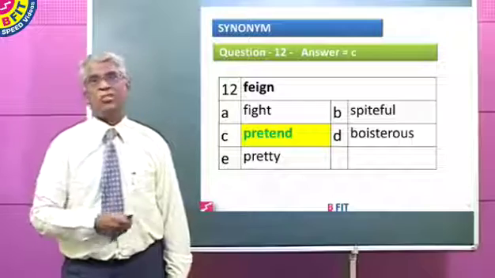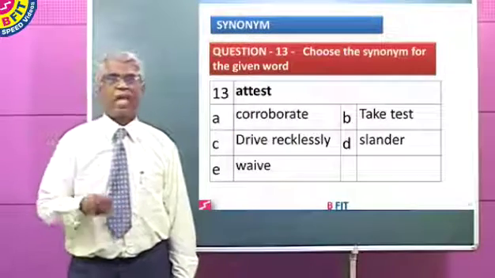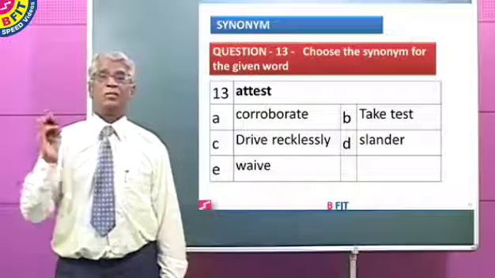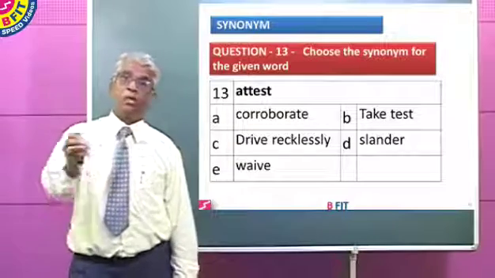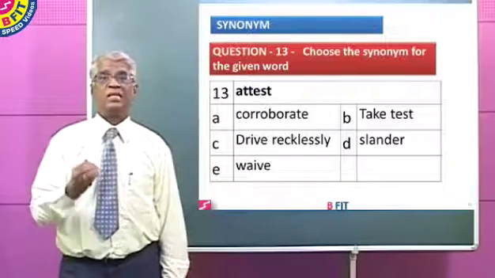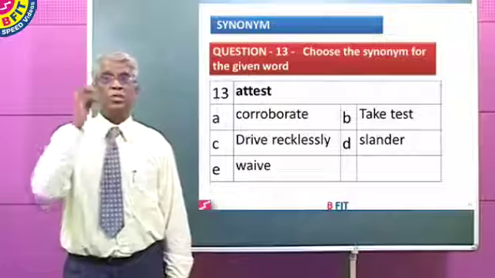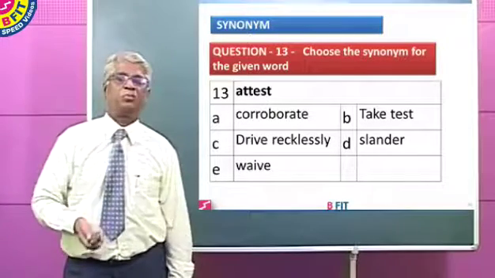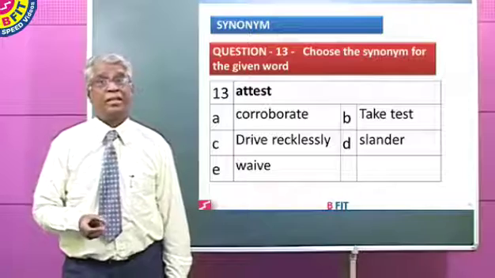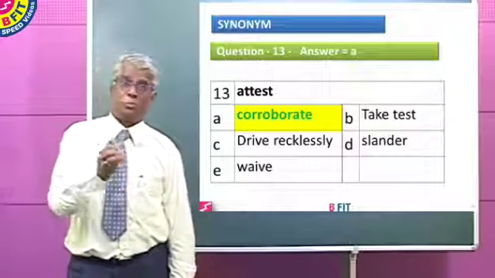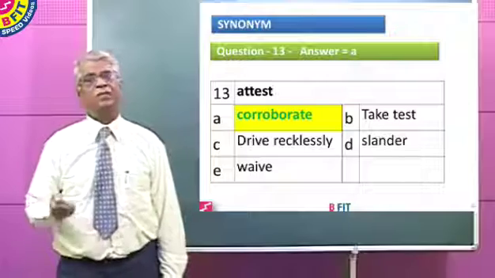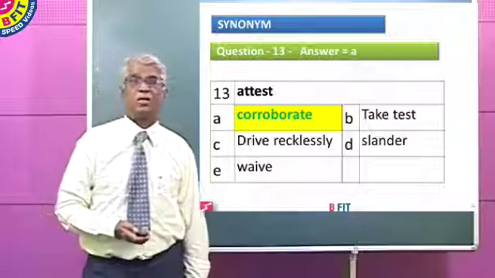Now the 13th question, attest. You attest to the character of a person, the positive quality of a person. You attest a certificate. That means you prove that it is true. Therefore, the correct option is corroborate. Corroborate means you prove that something is genuine. The synonym for attest is therefore corroborate.